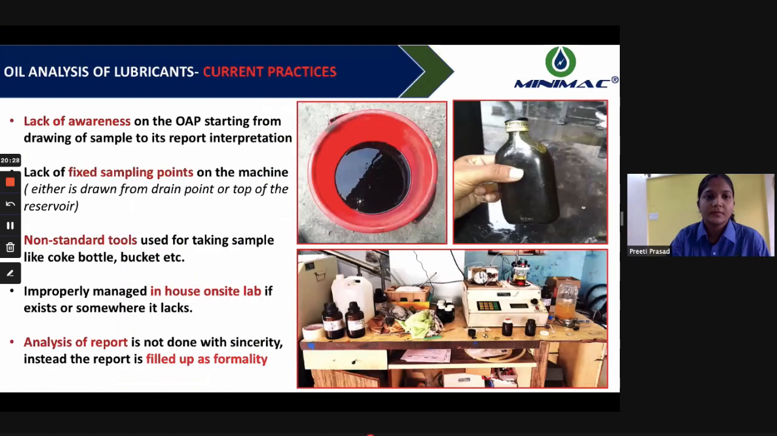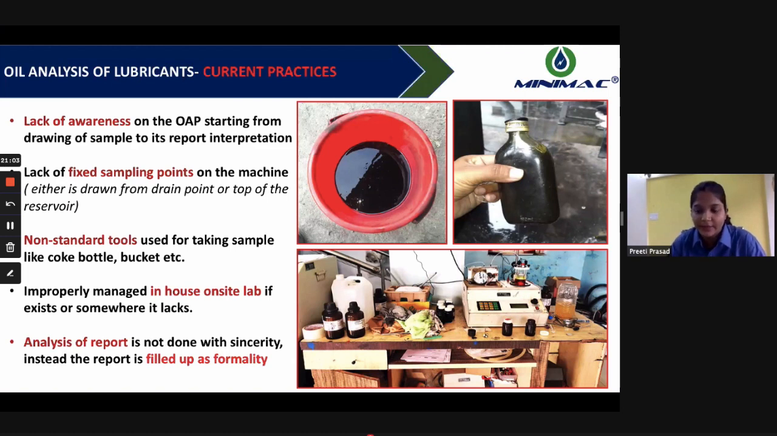Oil analysis: the current practices. You can see some pictures. These are live pictures where we have seen technicians taking the sample into a bucket or this type of container jar. In our industry there is a lack of awareness regarding taking the sample out of the machine, and up to the report interpretation of the sample. There are many factors related to this sampling.